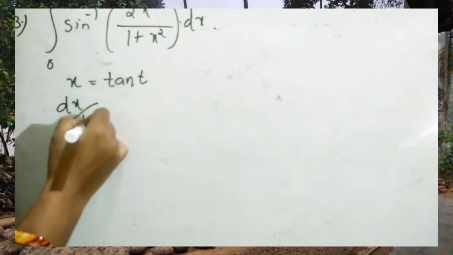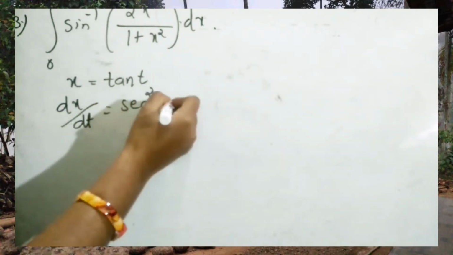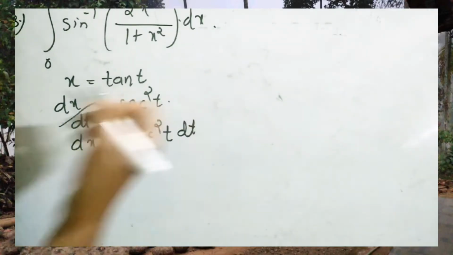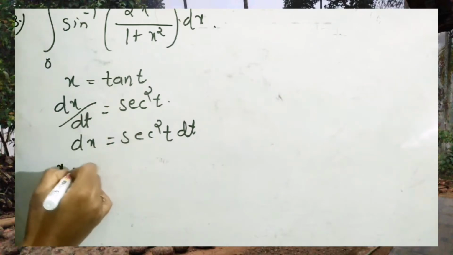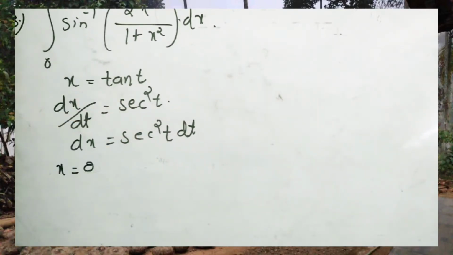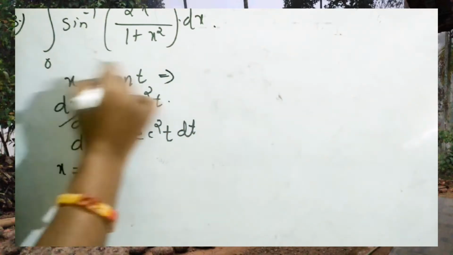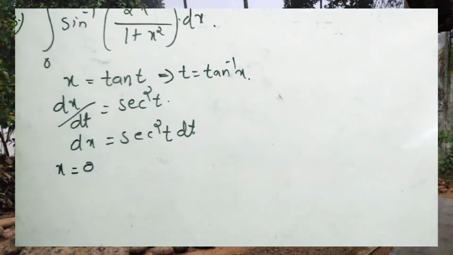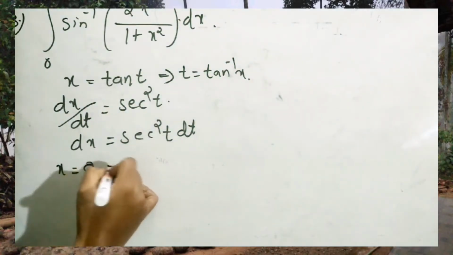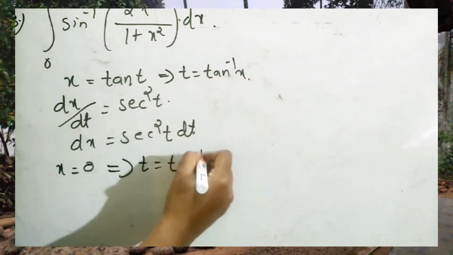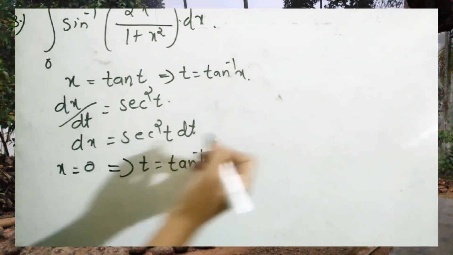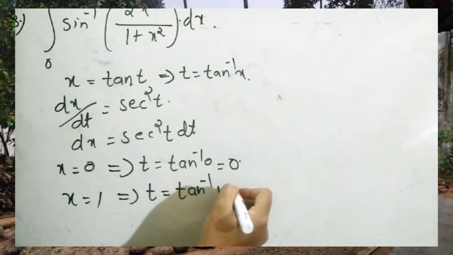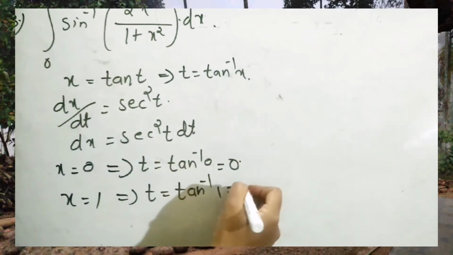Then dx by dt is equal to sec square t, and dx is equal to sec square t into dt we will get. And now if x is equal to tan t, then t equal to tan inverse x, right? Now if x is equal to 0, this implies t is equal to tan inverse 0, and that is equal to 0. And if x is equal to 1, that implies t is equal to tan inverse 1, that is pi by 4.